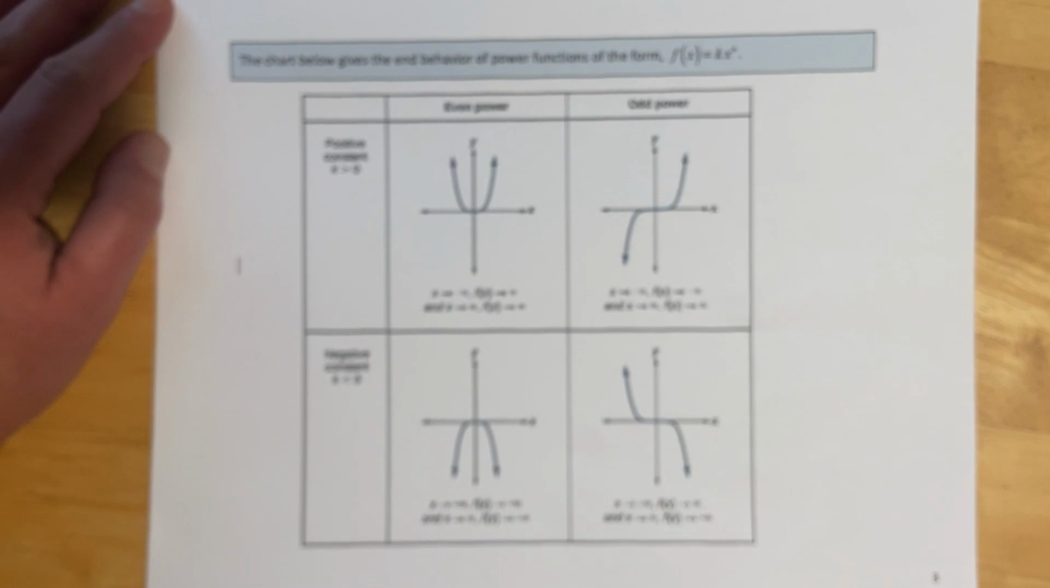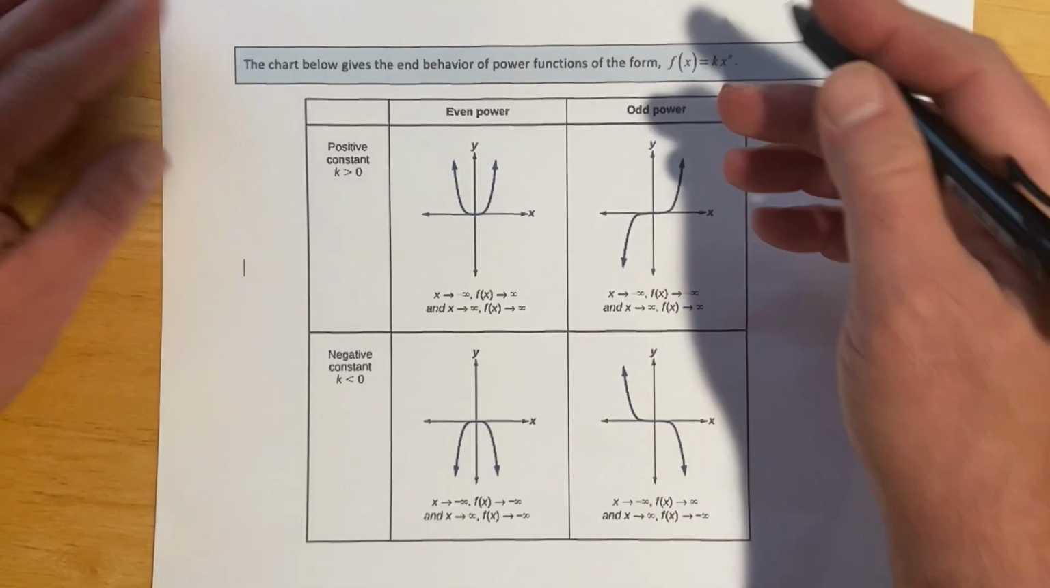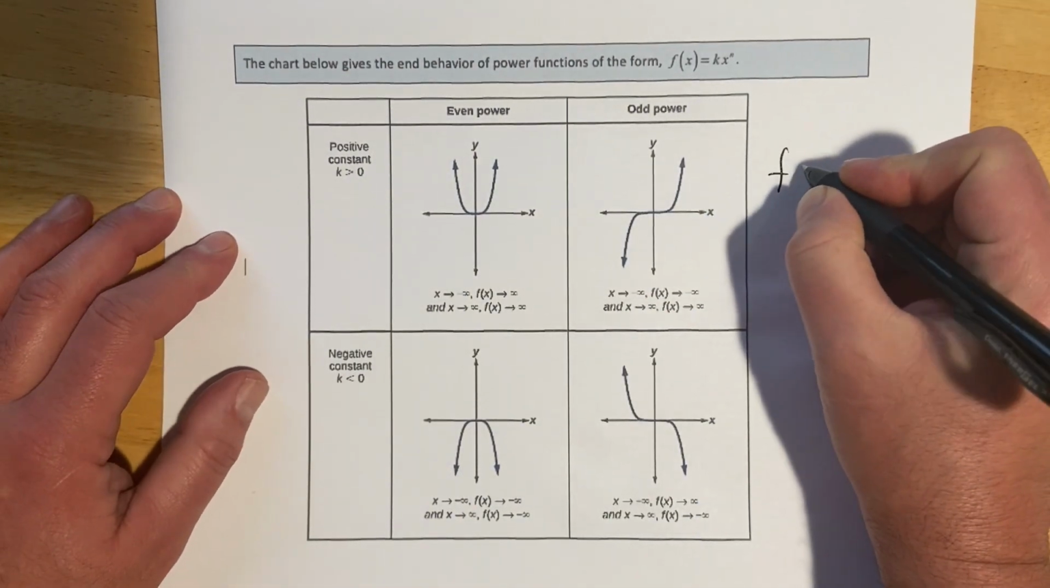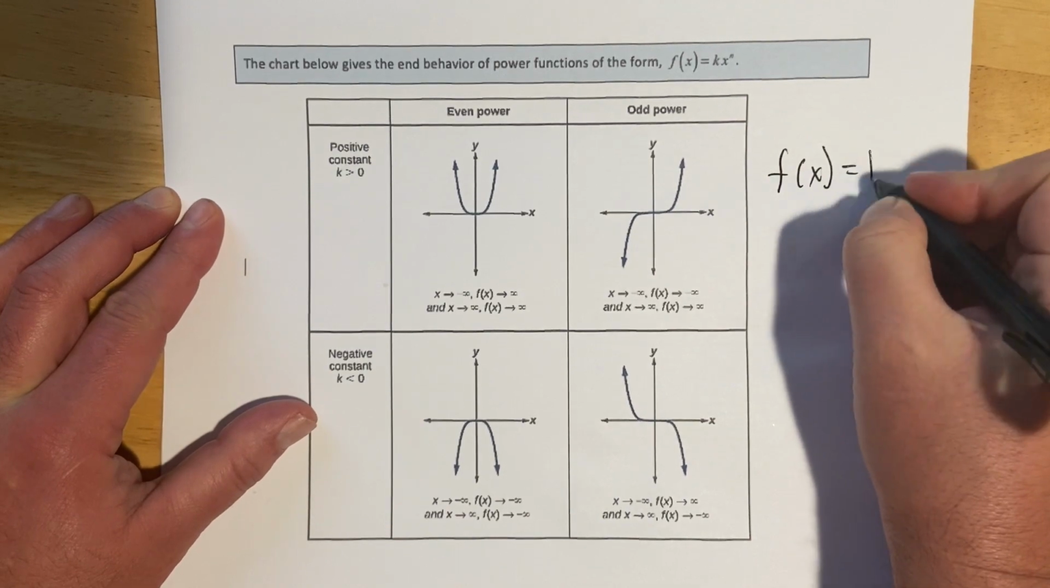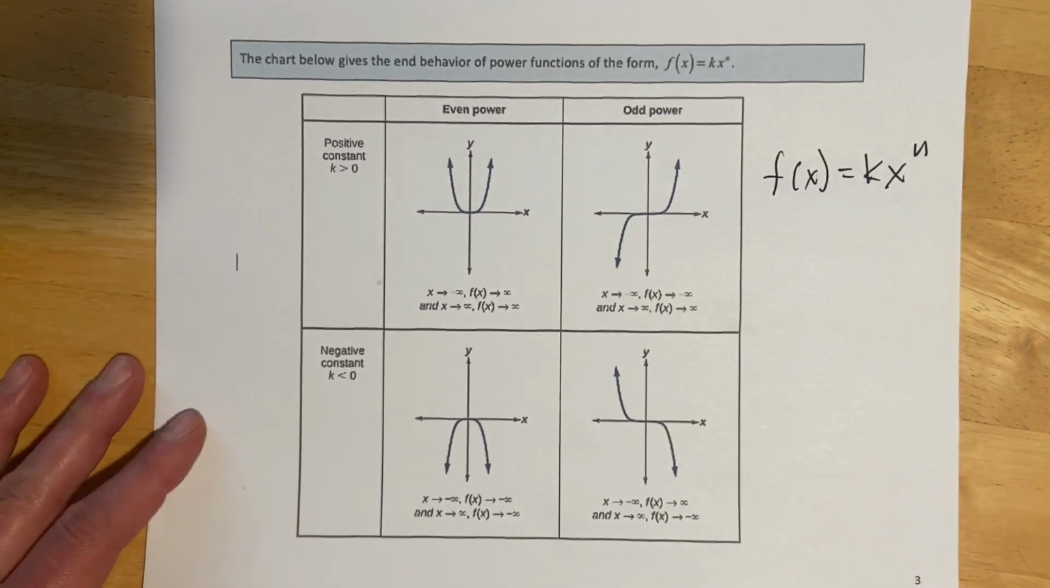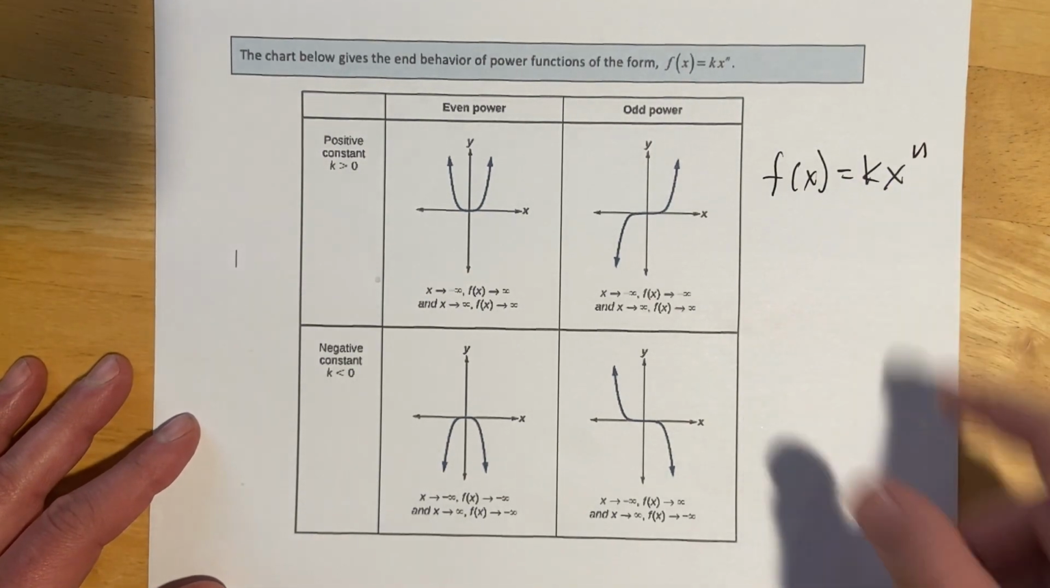Okay, next up is what's called end behavior for power functions. The power function takes this form as basically just the leading term of a polynomial. And I'll write this a little bit bigger. F of x equals k x to the n. So this pretty much has two features, right? It has k and it has n.